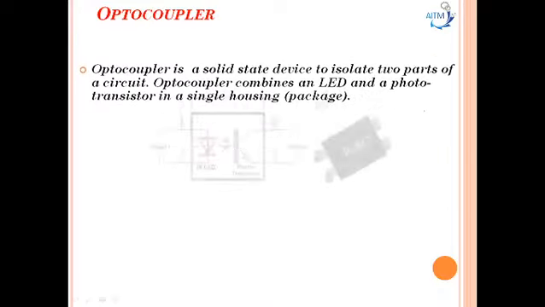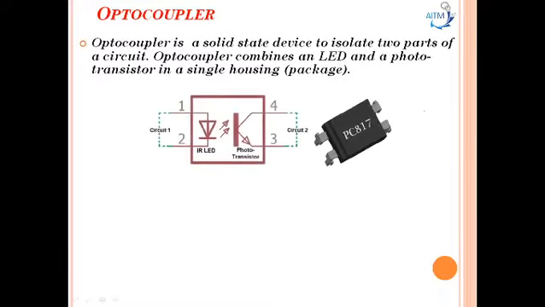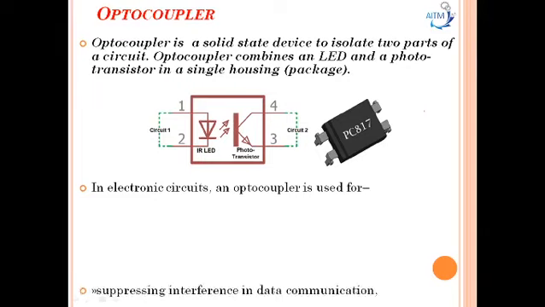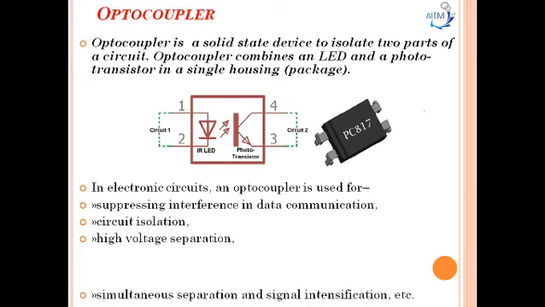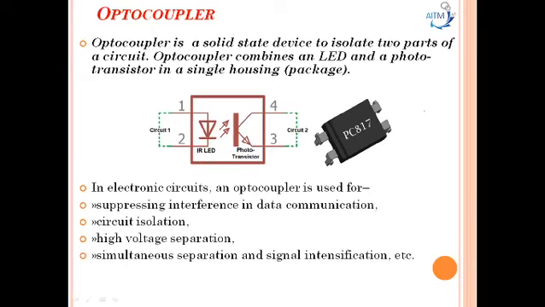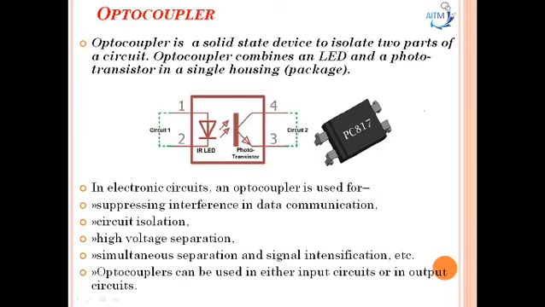Now we will consider one example, that is an optocoupler. An optocoupler is a solid state device to isolate 2 parts of a circuit here. An optocoupler combines an LED and a photo transistor in a single package. In electronic circuits, an optocoupler is used for suppressing interference in data communication, circuit isolation, high voltage suppression, simultaneous suppression, and signal intensification, etc. And optocouplers can be used in either input circuits or output circuits here.